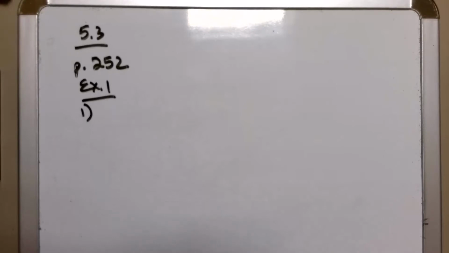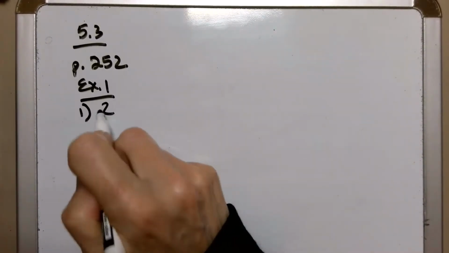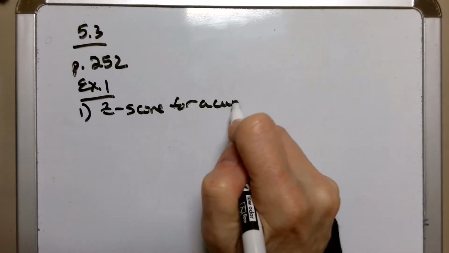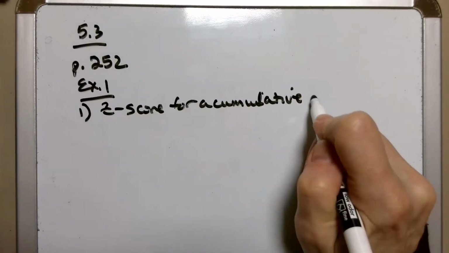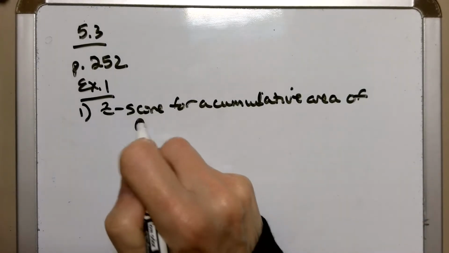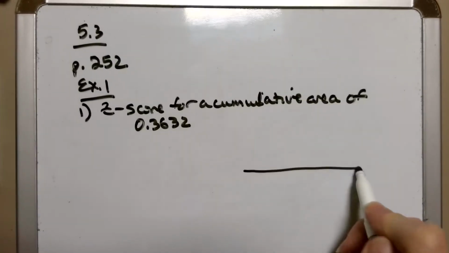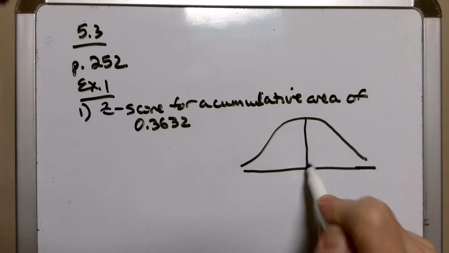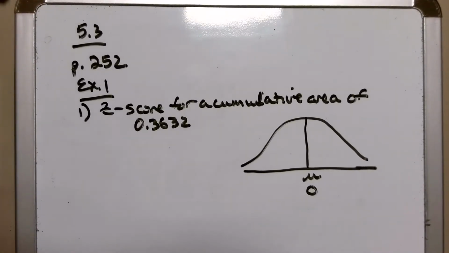So if we go to example 1, number 1, on page 252, it says find the z-score for a cumulative area of 0.3632. So let's draw the picture so we can figure out where we're going here. So this is the standard normal distribution, not applied data. So in the middle, our population mean mu, the z-score is 0. We're not using applied data here.